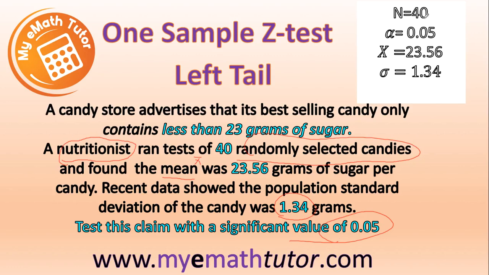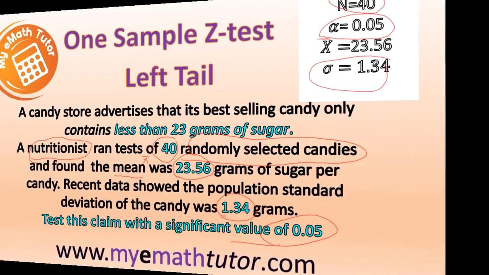So I have my N, which is the number of trials, to be 40. I have my alpha, which is 0.05. I have my X bar, which is 23.56, and I have my sigma, the standard deviation of the population, as 1.34.